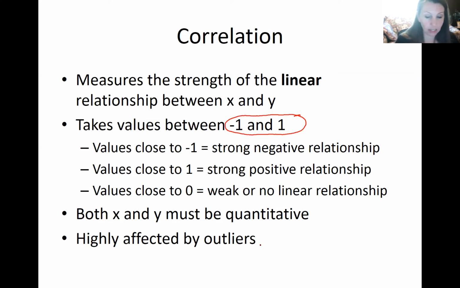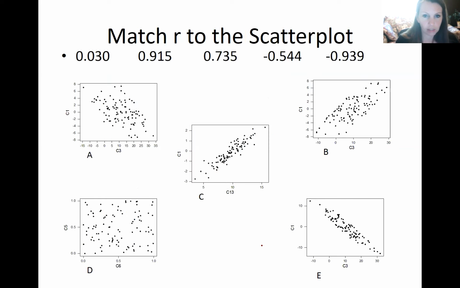Oh, and one more thing: correlation is really, really affected by outliers. Here are some different scatter plots, and at the top I have some different values for correlation, and we'll see if we can match the value for correlation to the scatter plot. Now I'm really going to test your sign language skills here. All right, we'll start with the first one, the 0.03. Looking at the graphs A, B, C, D, E, which one do you think would have a correlation of 0.03?